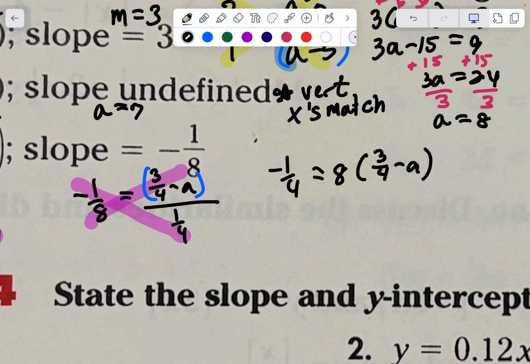Multiplying through by 8 actually makes things pretty nice, because since 4 goes into 8 so nicely, it will cancel nicely. You just do 8 times 3, 24, divided by 4, you get 6. And then 8 times A is 8A, don't forget your negative.